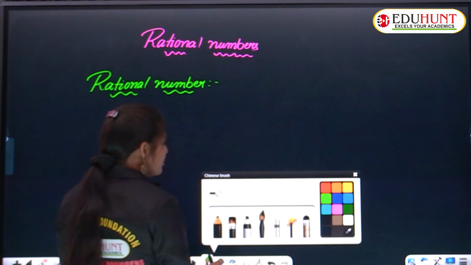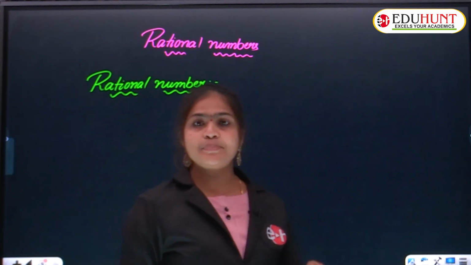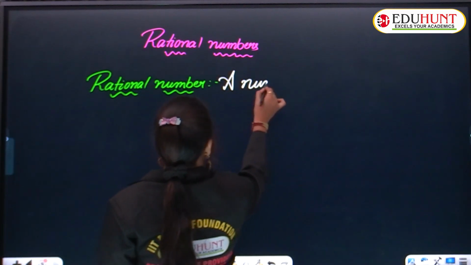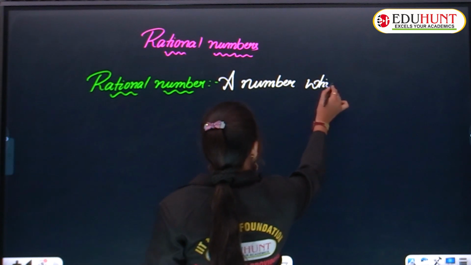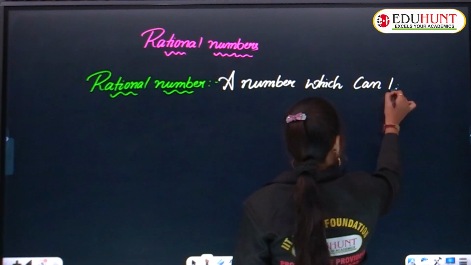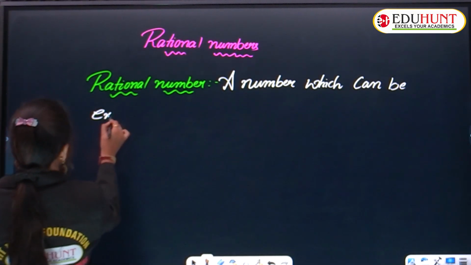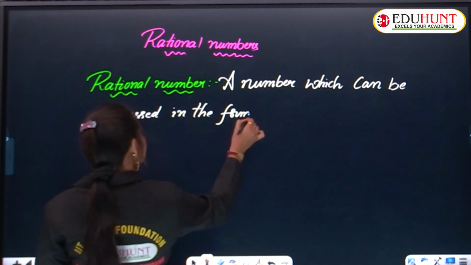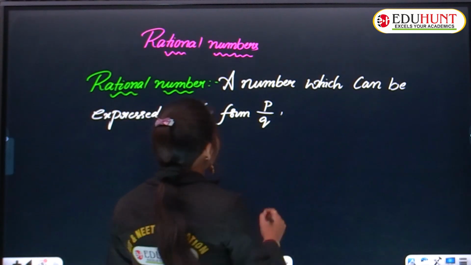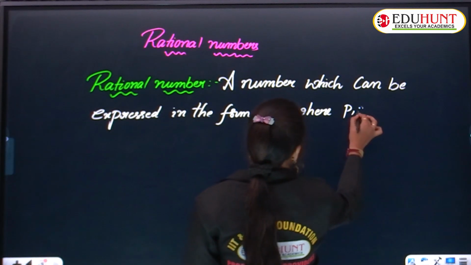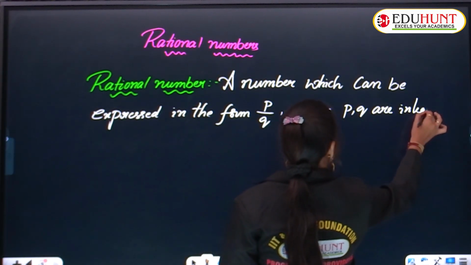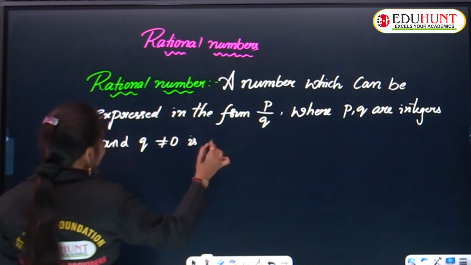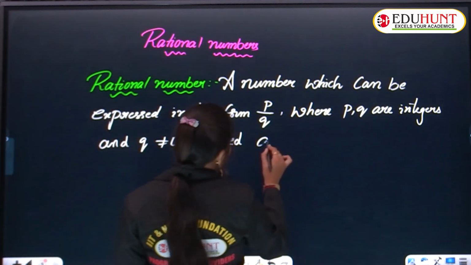What is the definition of a rational number? A number which can be expressed in the form of P by Q, where P, Q are integers and Q not equal to 0, is called a rational number.